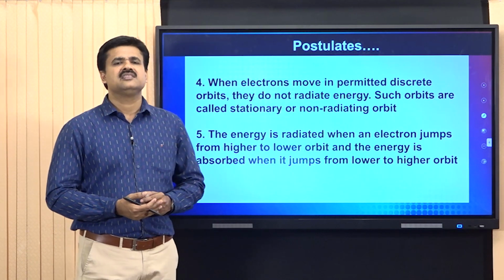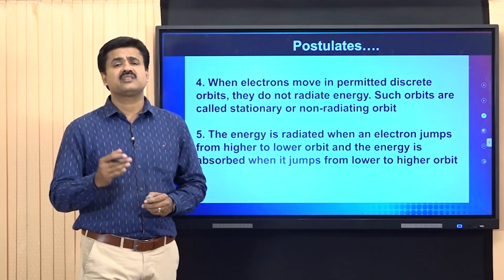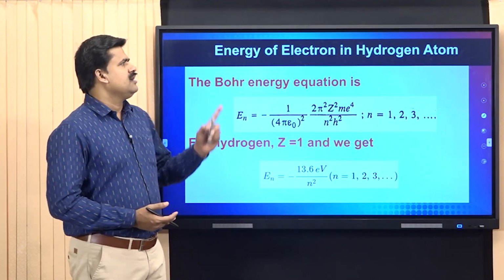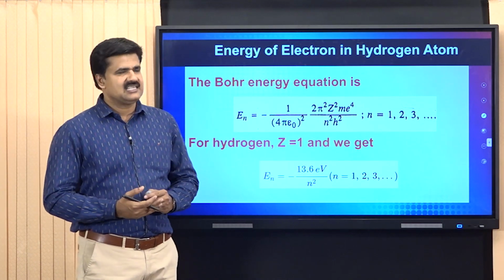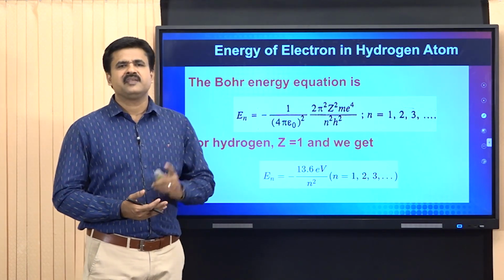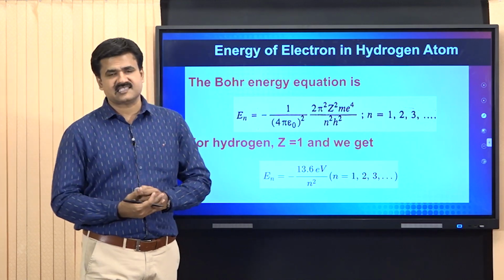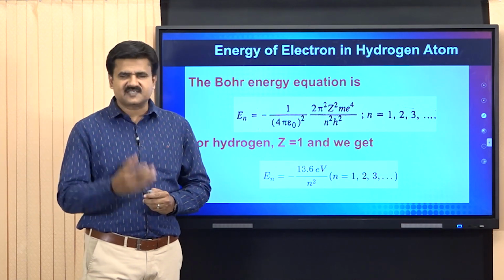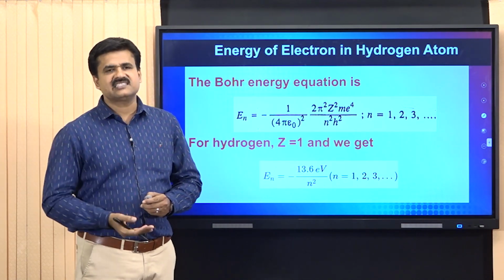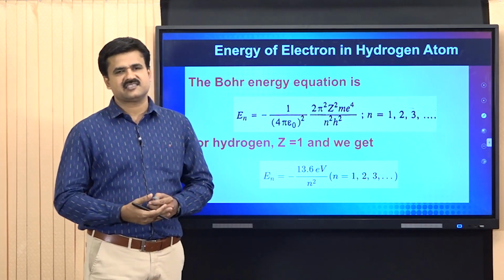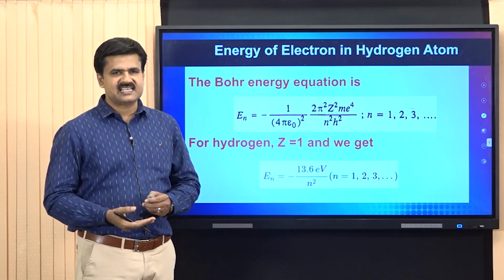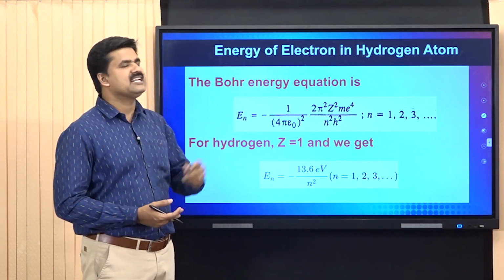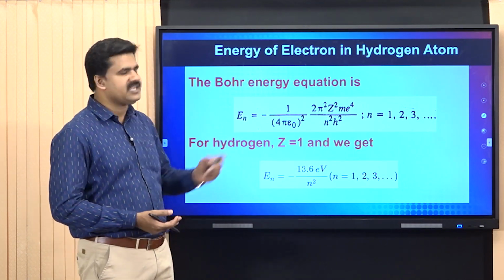These all are the important postulates of Bohr theory, especially Bohr theory of hydrogen. Now, it is possible to calculate the energy of an electron in a hydrogen atom or hydrogen-like system based on the postulates of Bohr theory. Niels Bohr calculated the energy of hydrogen and hydrogen-like systems using his theory, and the resultant equation is known as the Bohr energy equation, which is shown here.